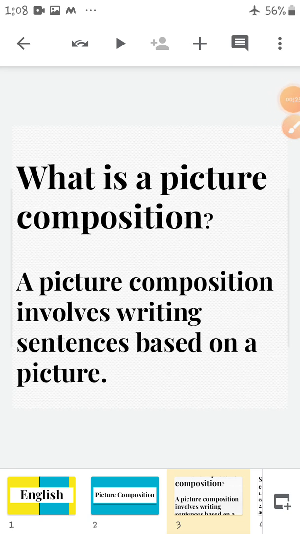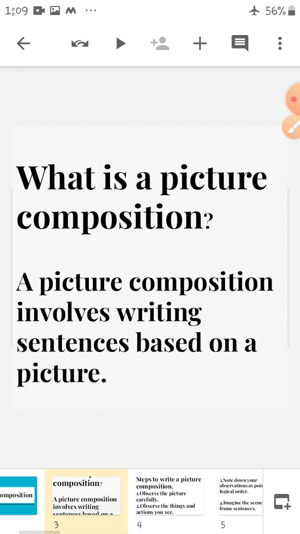Now, children, what is a picture composition? A picture composition involves writing sentences based on a picture. You will be given a picture, and you have to see the picture carefully, and then based on that picture you have to write a few sentences. The things that you see in that picture, you have to write about.